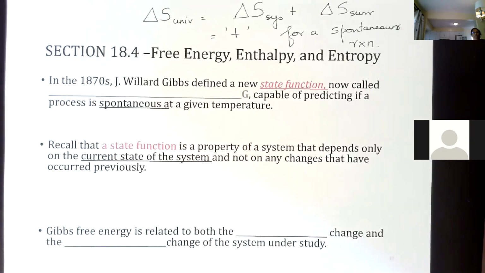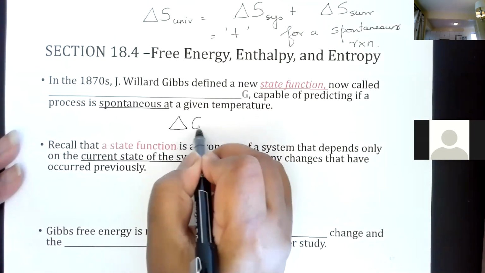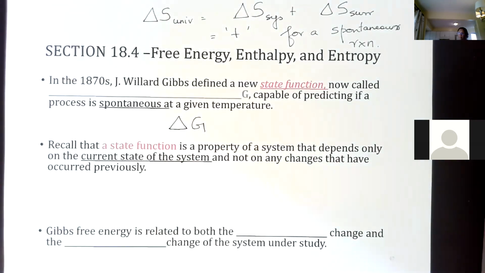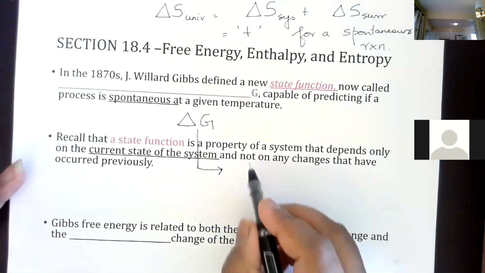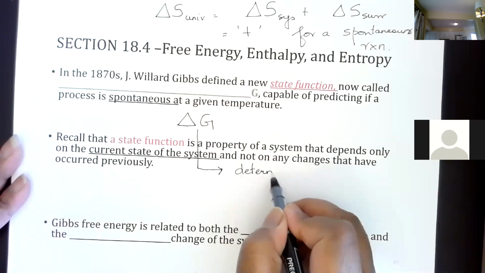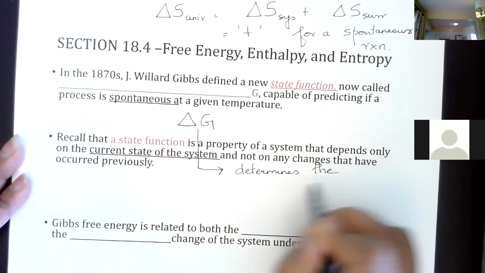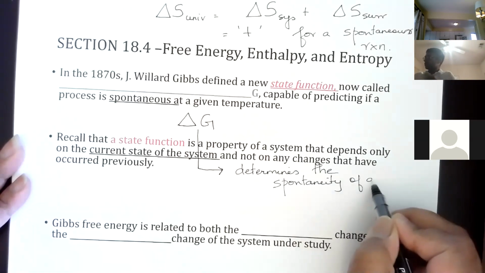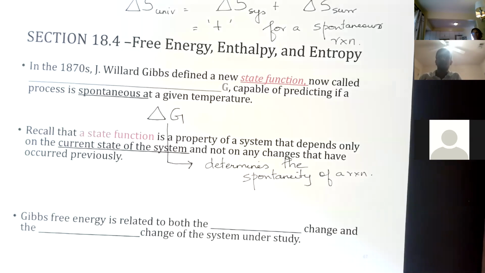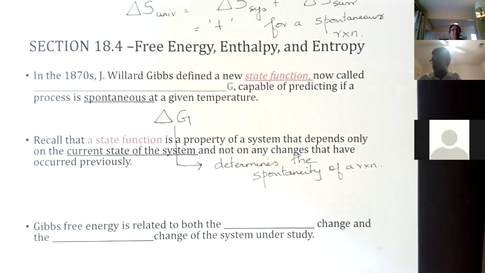Now, instead of looking at delta S universe, they are going to come up with another parameter or function. And then we say delta G is the one that determines the spontaneity of a reaction. And of course, delta G will be directly related to delta S universe.